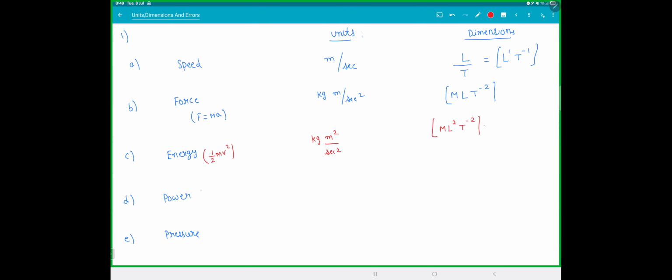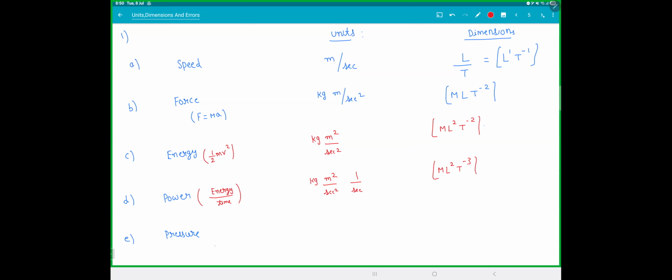What is power? Energy by time. So energy is kg meter square by second square. Time is again 1 by second. So this is M L square T minus 3. So kg meter square per second cube.